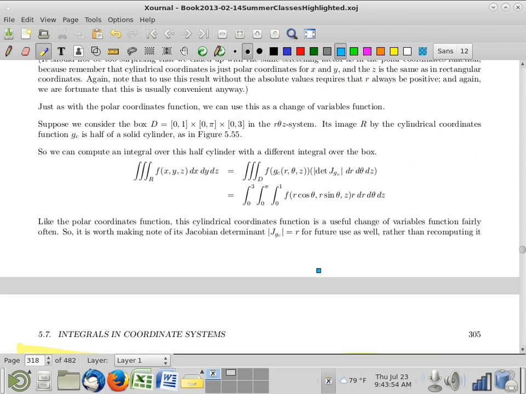And then you can convert integrals over awkwardly shaped regions in R3 into integrals using cylindrical coordinates. And note, I've put the r in there. I've put r dr d theta dz, right? Because that r is always there. Okay.